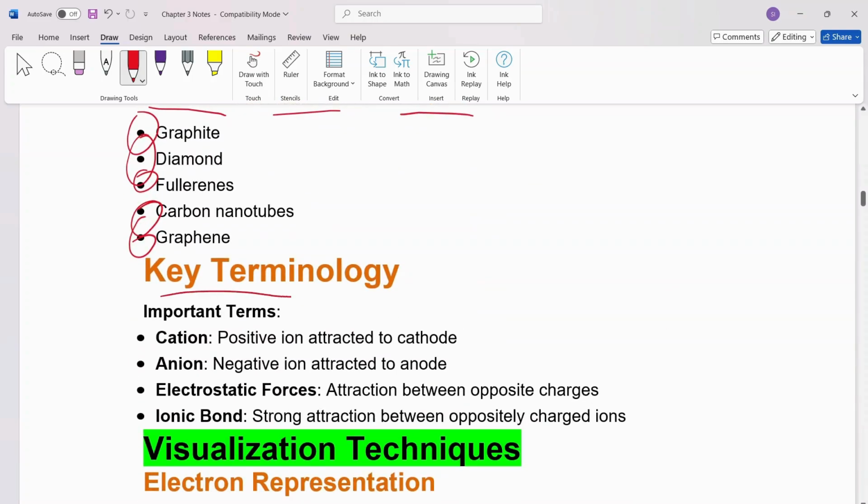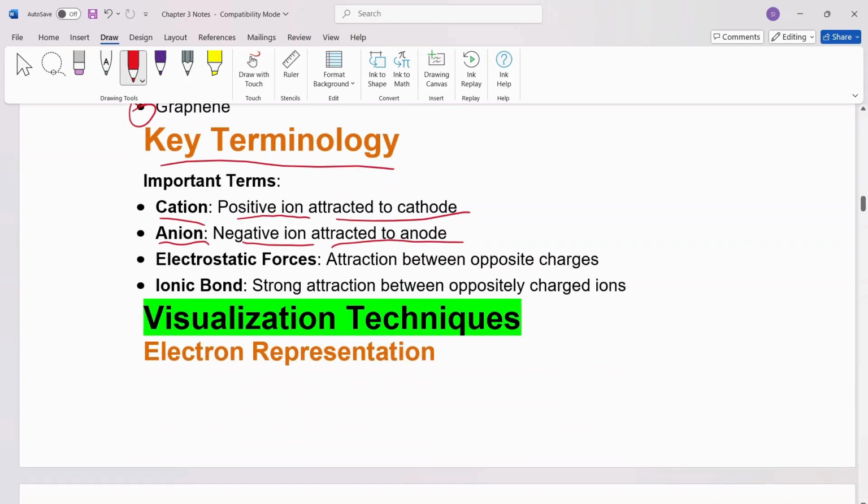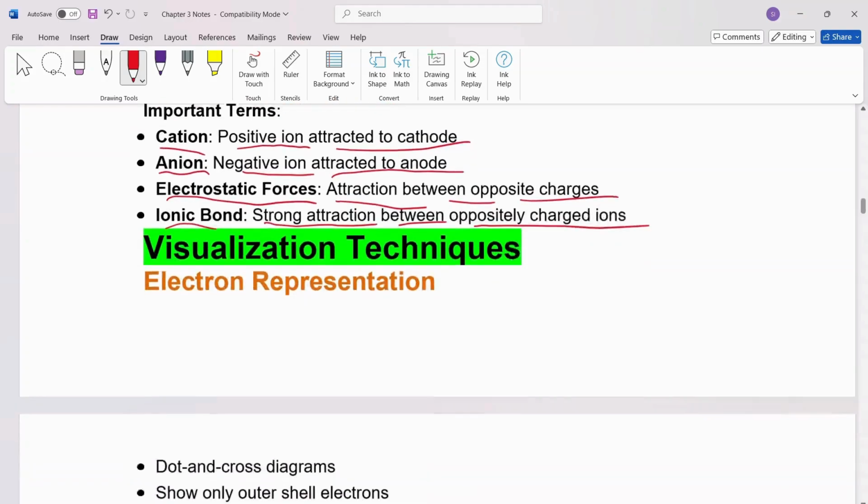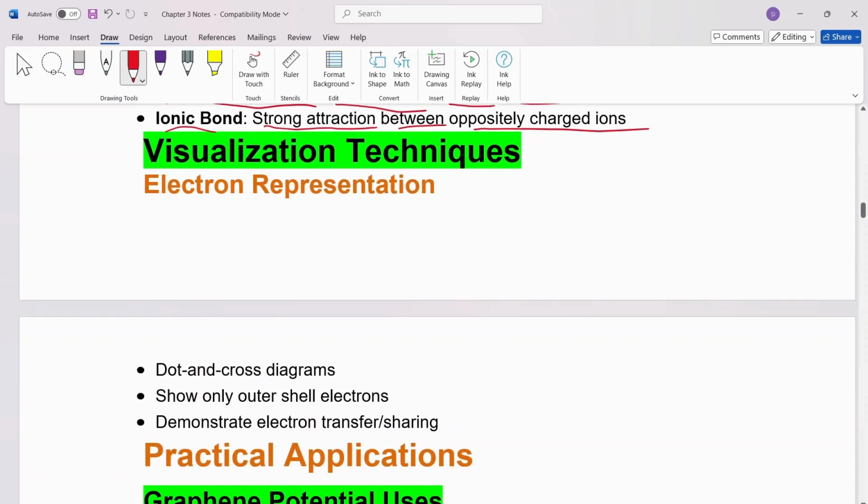Key terminologies that you must know: cations. These are positive ions attracted to the cathode. Anion, a negative ion attracted to the anode. Electrostatic forces, the attraction between opposite charges. Ionic bond, strong attraction between oppositely charged ions. Some visualization techniques: electron representation can be done using dot and cross diagrams. You can show only outer shell electrons and you can demonstrate electron transfer and sharing.